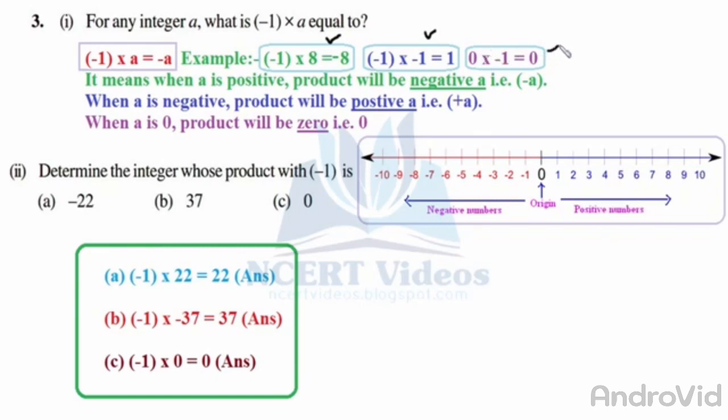So we deduce 3 conclusions from this. It means when a is positive, as in the case of the first example written in green, the product will be negative of a. Whatever the number will be, it will get negative. That is minus a. Now when a is negative, the product will be positive. Here the number was negative, the product was positive, therefore plus a. And when a is 0, the product will be 0, because anything multiplied with 0 makes it 0.